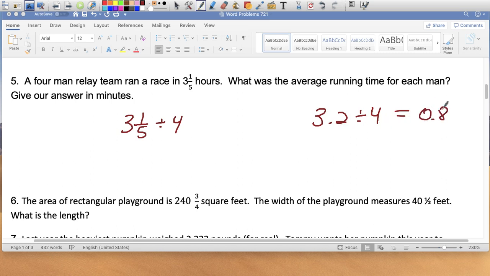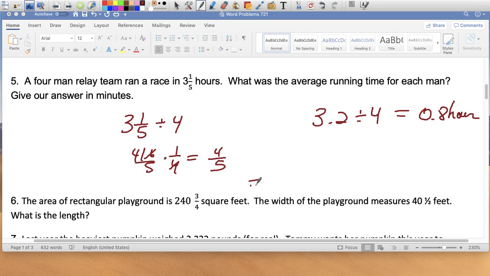So it's going to be 0.8 of an hour. And what's 0.8 of an hour? Hang on a second. Let me see. 16 divided by 4 times 1 over 4. 4/5. So what's 4/5 of an hour?